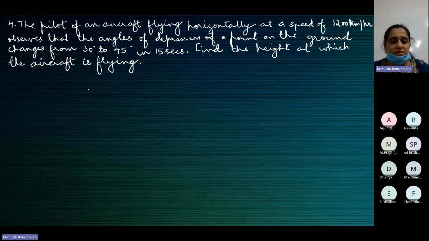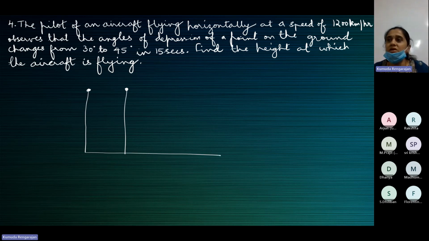So say this is the position of the aircraft at a particular point. These are the two positions of the aircraft. Then their vertical height from the ground. Correct? So this is the ground level.